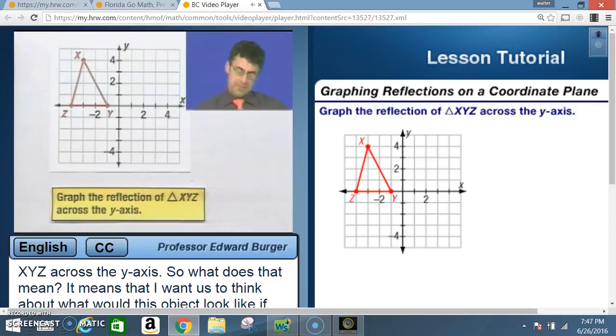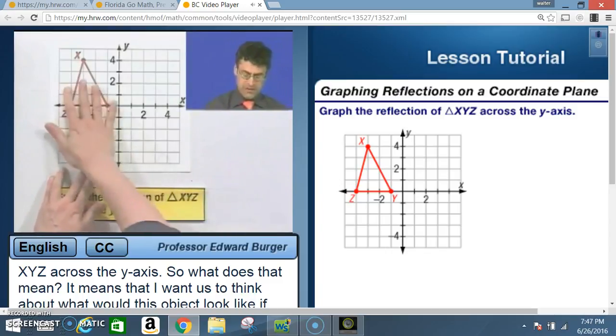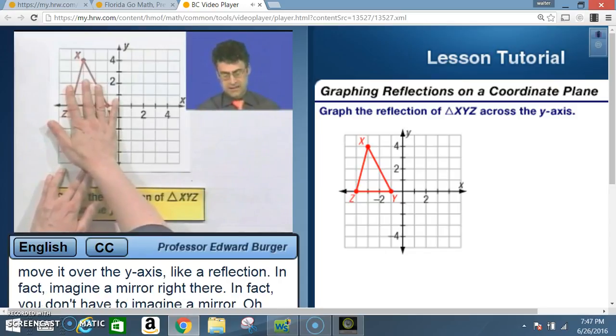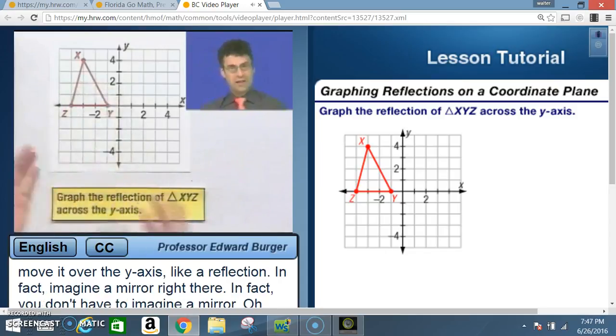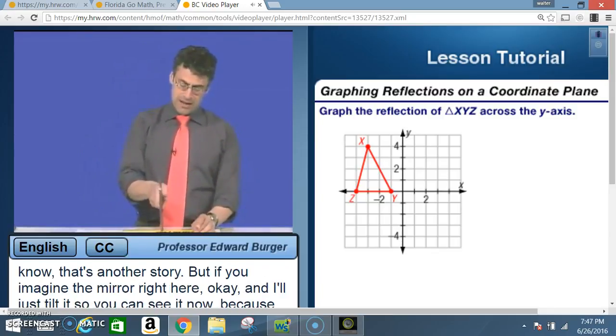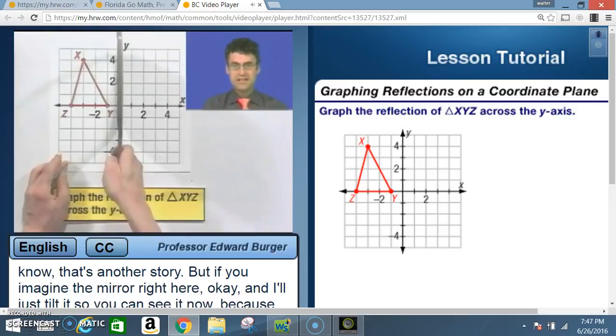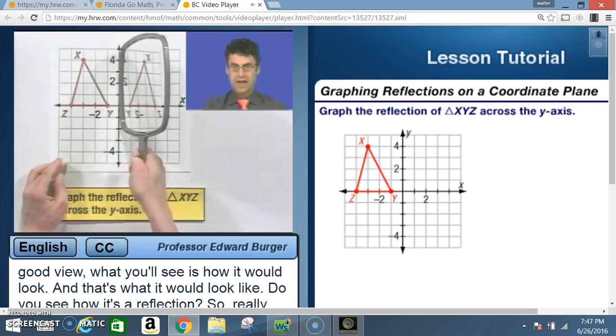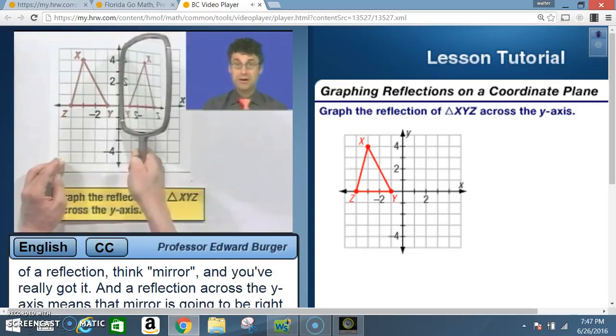So what does that mean? It means I want us to think about what this object would look like if you were to move it over the y-axis, like a reflection. Imagine a mirror right there. If you imagine the mirror right here, and I tilt it so you can see it, what you'll see is how it would look. And that's what it would look like. You see how it's a reflection? When you think of reflection, think mirror, and you really got it.